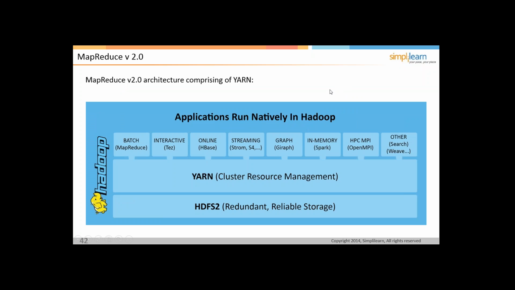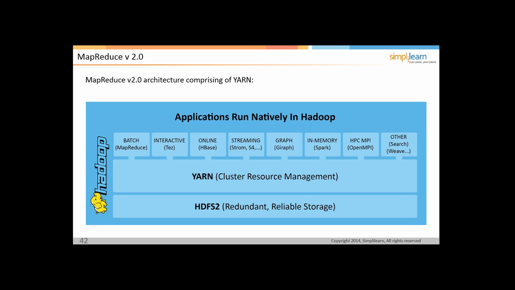About MapReduce version 2, if we consider the architecture comprising YARN: MapReduce version 2 consists of YARN, which is utilized for cluster resource management, and you can also see the applications which run on top of HDFS. HDFS, you know, is the file system, a redundant reliable storage, but on top of that MapReduce has been replaced by YARN for basic cluster resource management. YARN is called next generation MapReduce. The full form of YARN stands for Yet Another Resource Negotiator, which is basically utilized for resource management purposes.